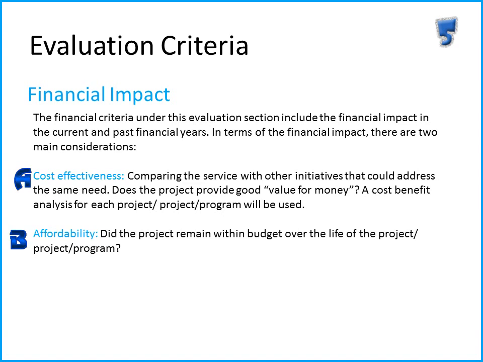The financial impact section can be broken down into 2 main areas: cost effectiveness and affordability. The cost effectiveness section looks at comparing the service to others and seeing whether it addresses the same need at a higher or lower cost. So does it provide good value for money? A cost-benefit analysis would be used. Affordability is concerned whether the project remained within budget. So if the project went over budget, it would mean that money would have to be taken from other projects to help fund the deficit.